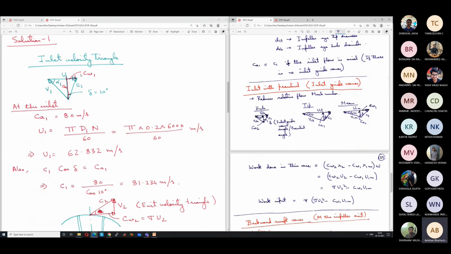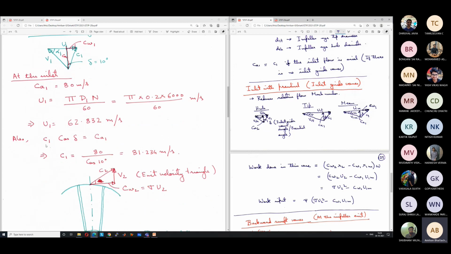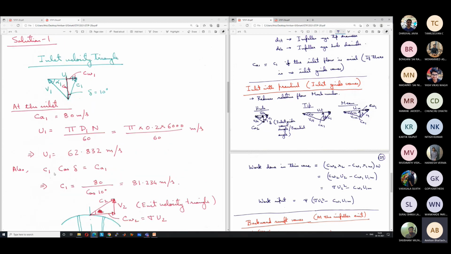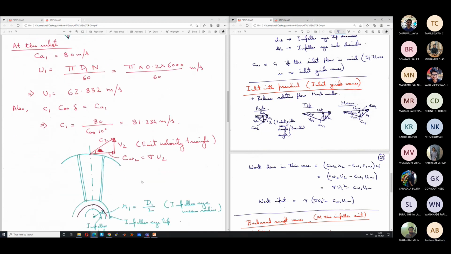And for calculating CW1, we need to know what is C1. So directly we can calculate CA1 tan delta. But I have calculated C1 here just to give you a feel of what are the velocities. So C1 cos delta is equal to CA1, or C1 is equal to CA1, which is 80 meter per second, by cos 10 degree. So it comes out as 81.234 meter per second. Okay, this is the inlet velocity triangle, which we'll keep open here.